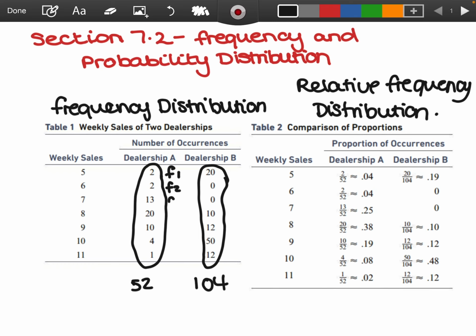So let's say you had, we'll call the frequencies F1, F2, F3, F4, etc. Then in order to find the relative frequency, you add together all of your frequencies for that column. So add together the whole column. That will give you a value n. And then for the relative frequency distribution, you just take each of those frequencies and divide it by the total number.